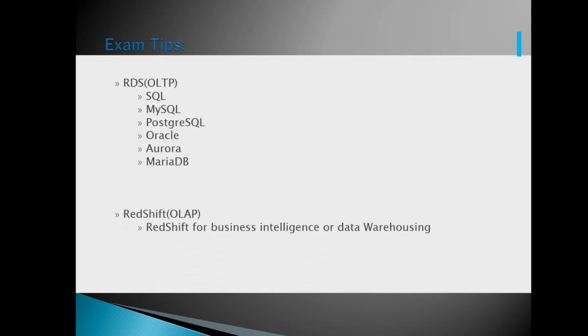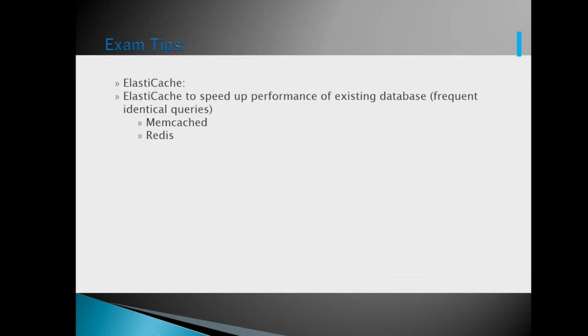So for exam point of view, always go with this page. This is your summary: OLTP, SQL, MySQL, Postgres, Oracle, Aurora, MariaDB. This is RDS, Relational Database Service. If in exam you get a word called NoSQL, just directly go with DynamoDB. If you find a word where you have to analyze the data, you have to go with business intelligence or data warehousing. If you find these words, go with Redshift. And ElastiCache to improve the performance.